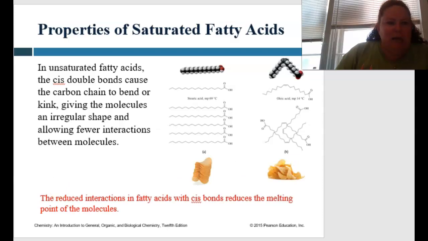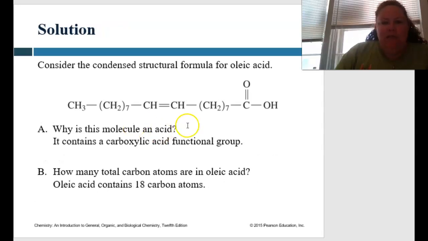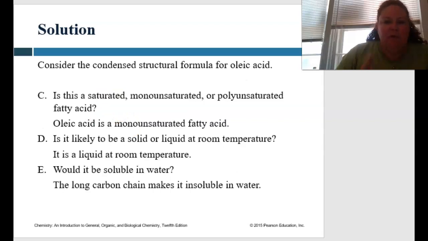Let's try to apply this. Consider the condensed structural formula for oleic acid. Pause me and come back and answer these questions. What kind of molecule is an acid? Well, it contains a carboxylic acid functional group. How many total carbons are in the oleic acid? Remember, this counts as 7, 8, 9, 10, 11, plus 7 would be 18. That gives you 18 carbon atoms. Remember, the 7 is only because there's one carbon repeated 7 times. Don't forget your carboxyl end.